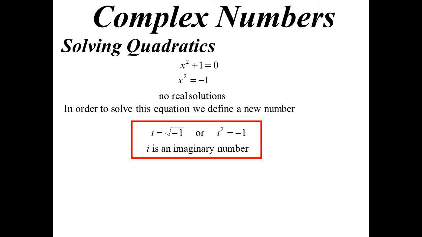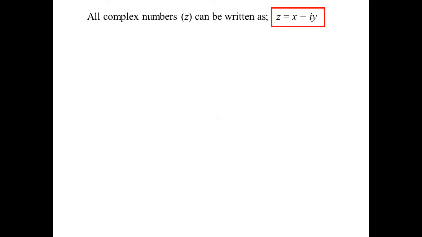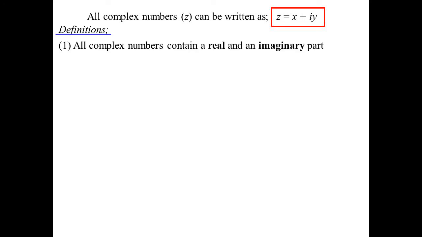So now we can solve it, because x then is plus or minus the square root of negative 1, and I know the square root of negative 1 is i, so my answer is plus or minus i. Okay, so every single complex number we can write in this form, x plus iy, so all complex numbers contain a real and imaginary part. In a way, it's a bit like what we just looked at with vectors. We're breaking it into components, a real component and an imaginary component. The real part of the complex number is x, and the imaginary part of the complex number is y.